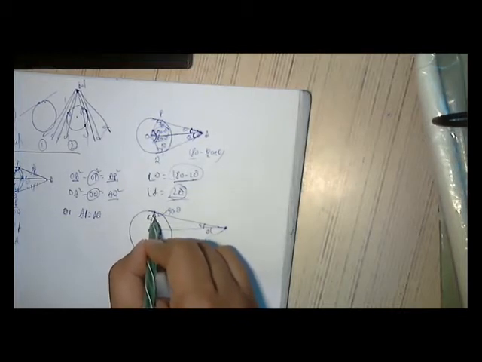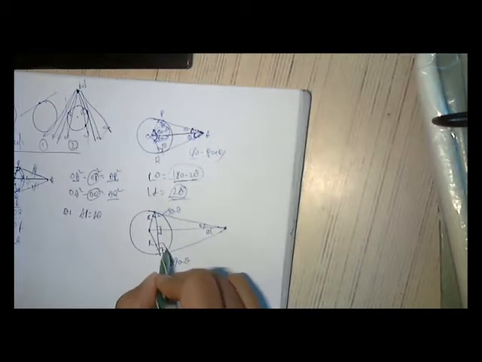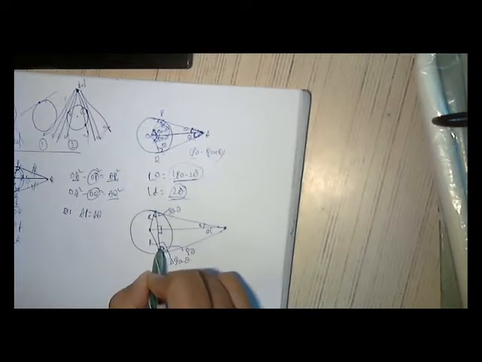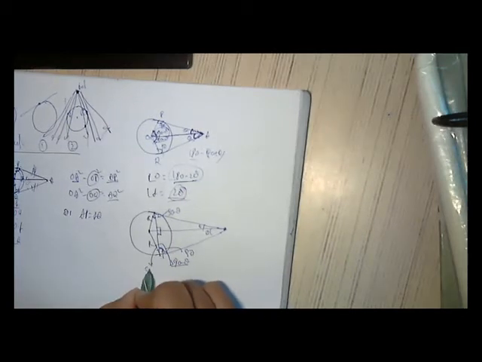But this is 90. If you see, this is 90. And the smaller one is 90 minus theta. That means what is this one? This is theta.